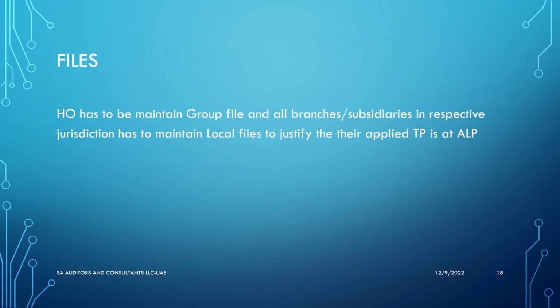We have to make documentation files. The head office has to make its own files, and all the branches and subsidiaries have to make their local files to justify that their applied transfer pricing is at arm's length price.